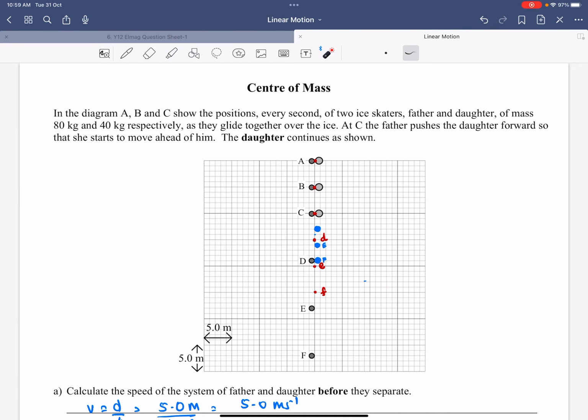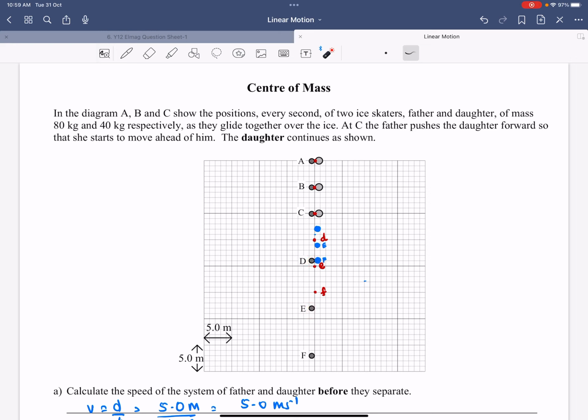In the diagram, A, B, and C show the positions every second of two ice skaters, father, which is the bigger circle, and daughter. The father is 80 kilograms and the daughter is half the mass, 40 kilograms, and they glide together over ice. Now, why is all this given? Gliding together over ice tells you that there's no friction, so no external force, so your momentum is conserved. At C, the father pushes the daughter forwards so that she starts to move ahead of him, and the daughter continues as shown. The black dots are the positions of the daughter.